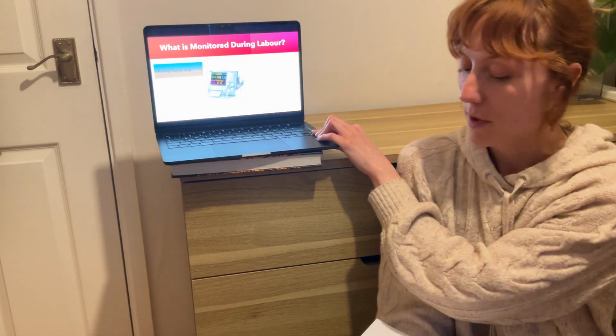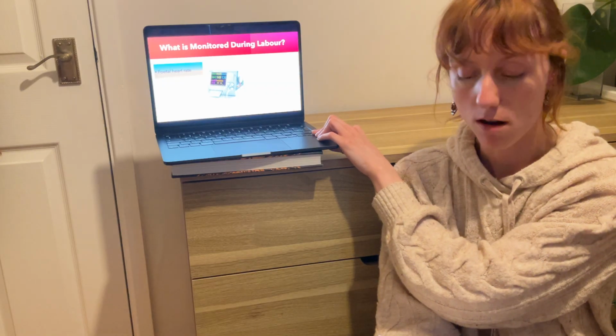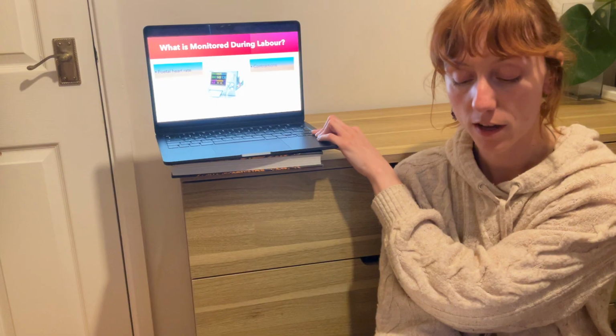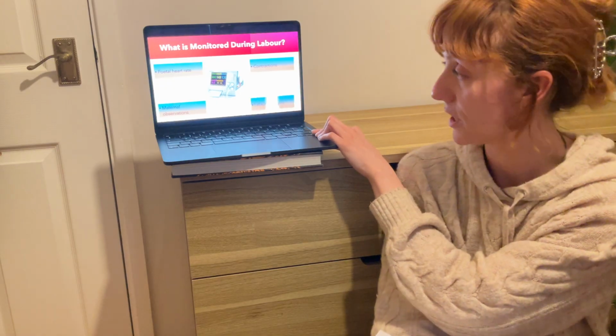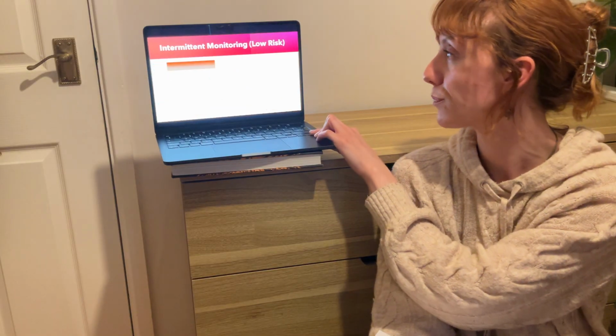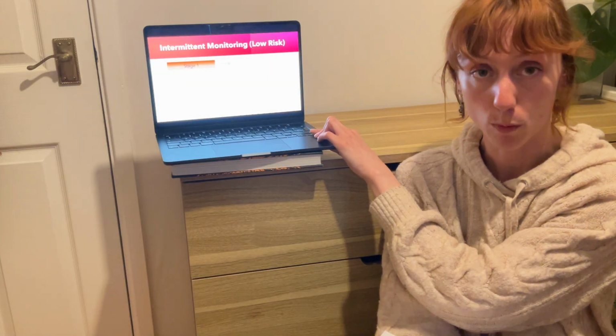During labour, both the mother and baby are closely monitored. For the baby, the most important factor is the heart rate, as this indicates how well the baby is coping with labour. For the mother, observations such as heart rate, blood pressure, temperature, contractions, and cervical dilation are monitored to assess progress and well-being. In low-risk pregnancies, intermittent monitoring is commonly used.